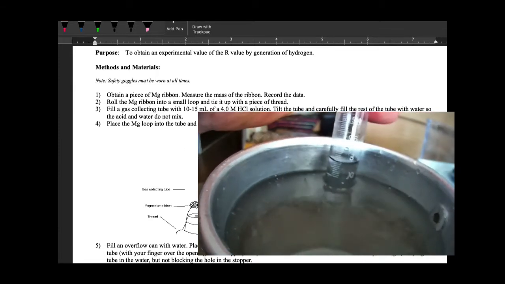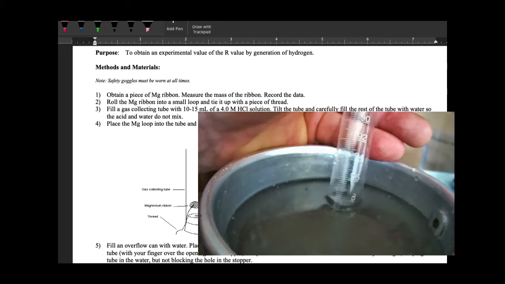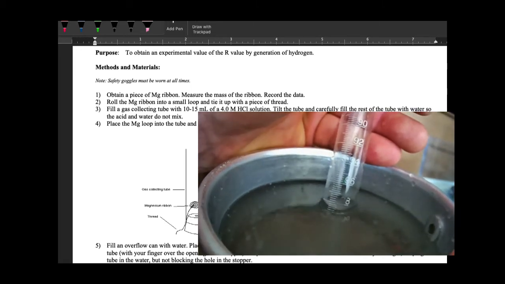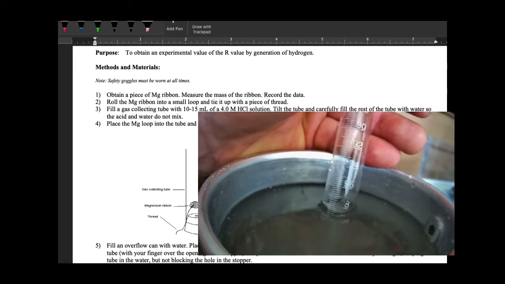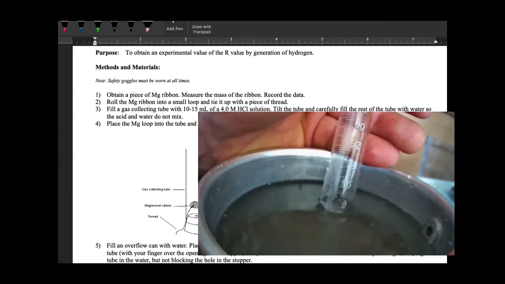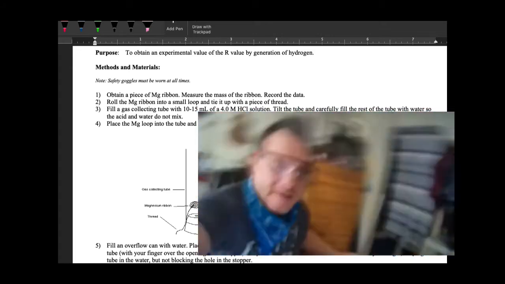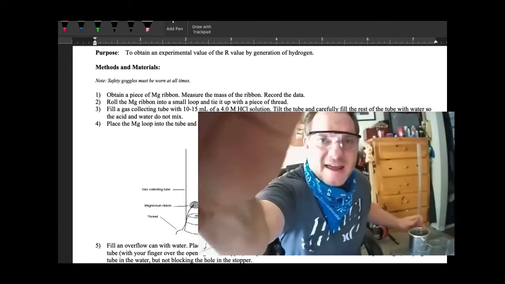I don't want the water inside the tube above the water that's outside the tube. I'm going to get them level. And it looks like it's about 98.8 milliliters of the gas that's been collected. So let's go ahead and write that down in our data sheet.